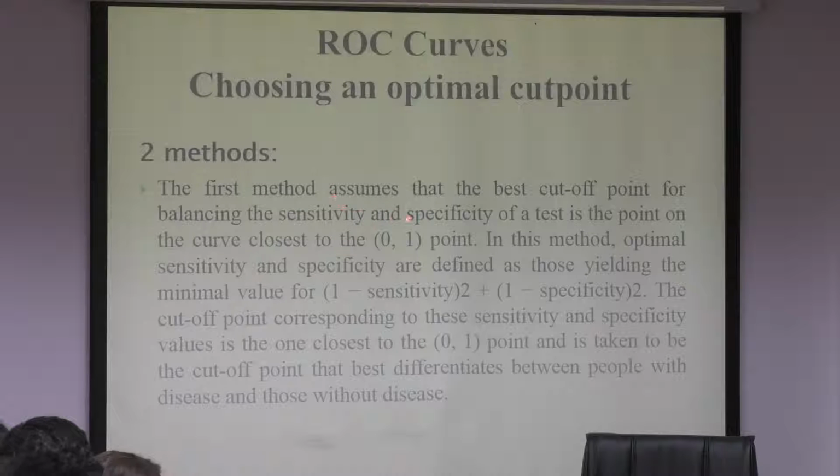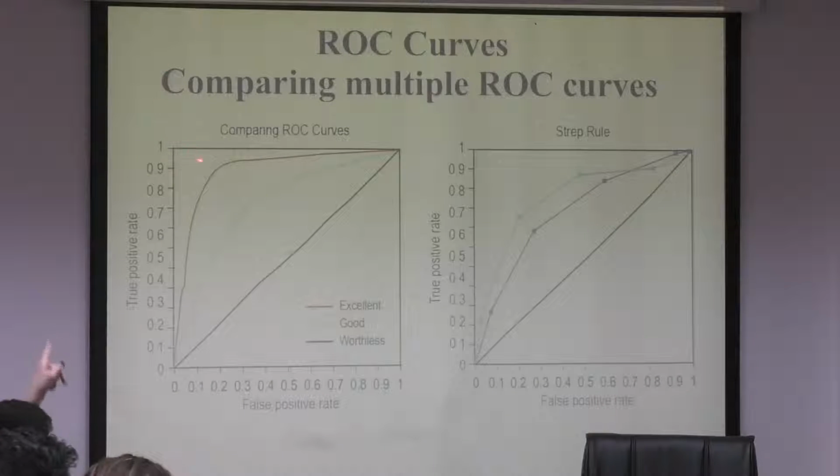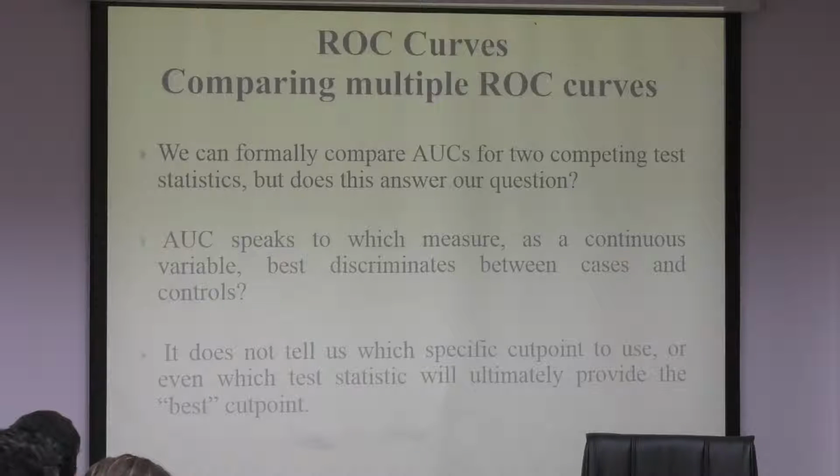So the first method assumes that the best cutoff point for balancing the sensitivity and specificity of a test is the point on the curve closest to the 0,1 point. Where is the 0,1 point? Here. Which is the point that's closest? If this is the closest, then this is the cutoff point that I would like to use, right?